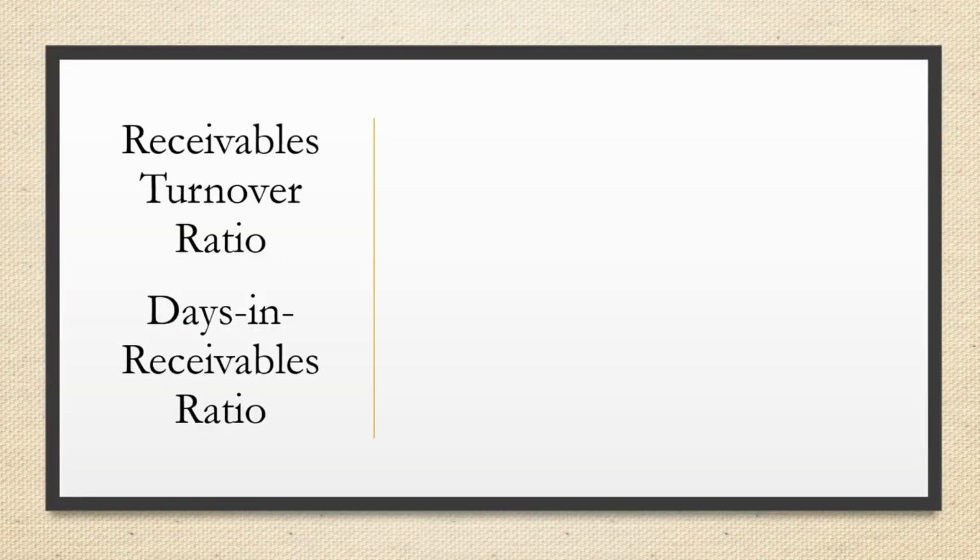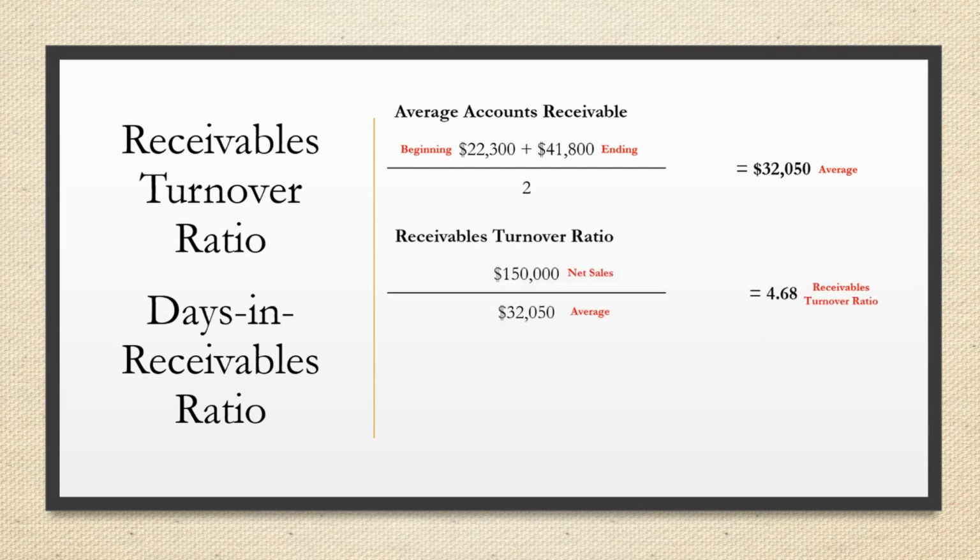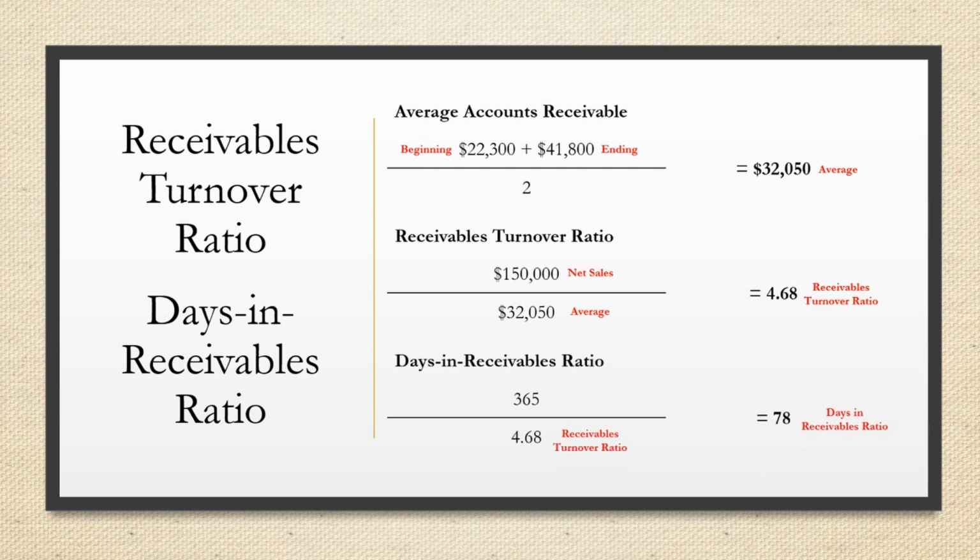Now let's have a look at how we calculate these ratios. The first step is to calculate the average accounts receivable, which is taking the beginning and ending accounts receivable and dividing it by 2. This gives the average. From there, you take the net sales of the year and divide that by the average, which gives you the receivables turnover ratio. From there, you take 365 days and divide that by the receivables turnover ratio to get the days in receivables ratio. It looks very complicated, but in practice, it's much easier than it looks.